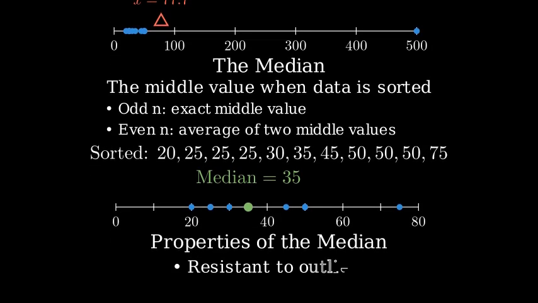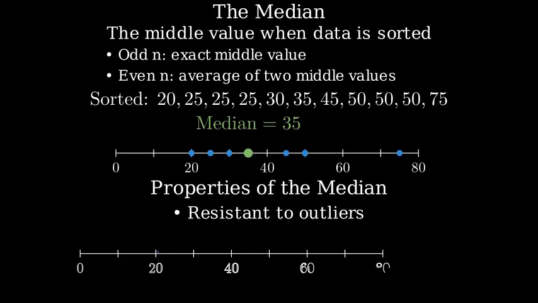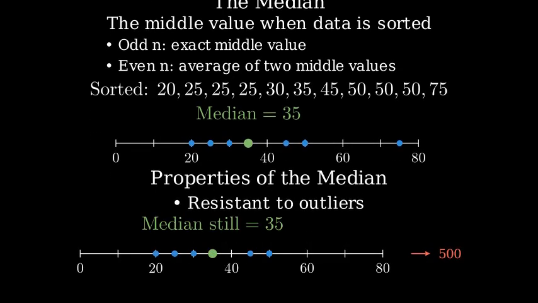Unlike the mean, the median is resistant to outliers. This means that extreme values don't affect the median much. For example, if we change 75 to 500, the median would still be 35 minutes.